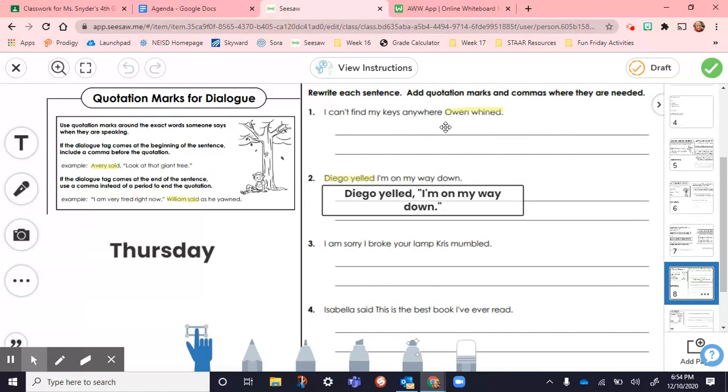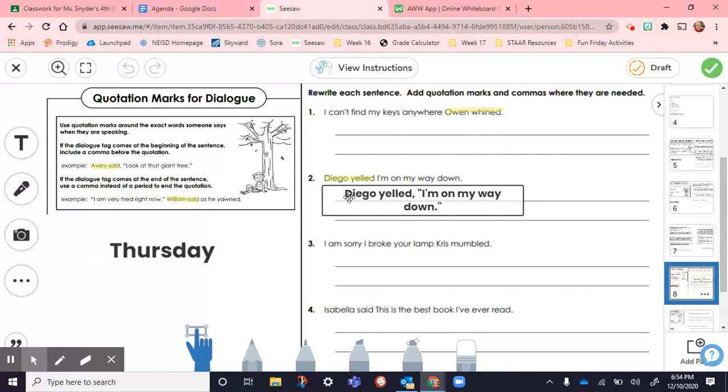So here we looked at these two. This one was at the end because it says, "I can't find my keys anywhere," Owen whined. So the tag, what was said or who said it, is at the end. So we skipped that one because we were just doing the beginning.